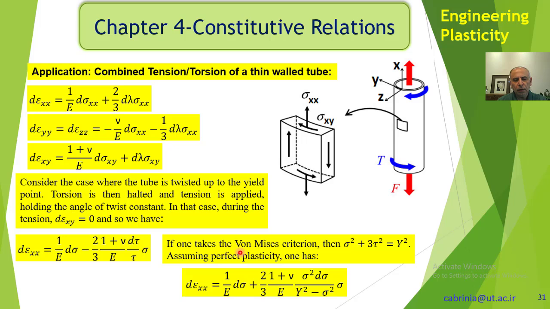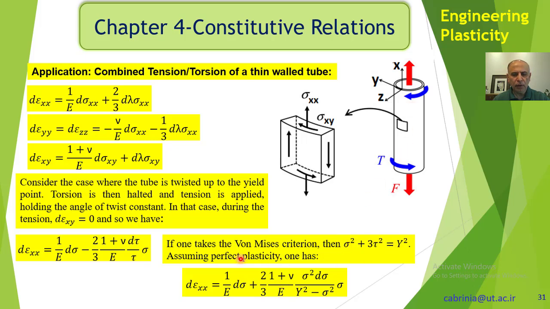Now if we take the von Mises criterion, which is this one, for this kind of loading, if you put the stresses in the von Mises criterion, you get this. Assuming perfect plasticity. Perfect plasticity means that once we enter the plastic region, the stress does not increase. We don't have any strain hardening. For a constant stress, we get deformation.